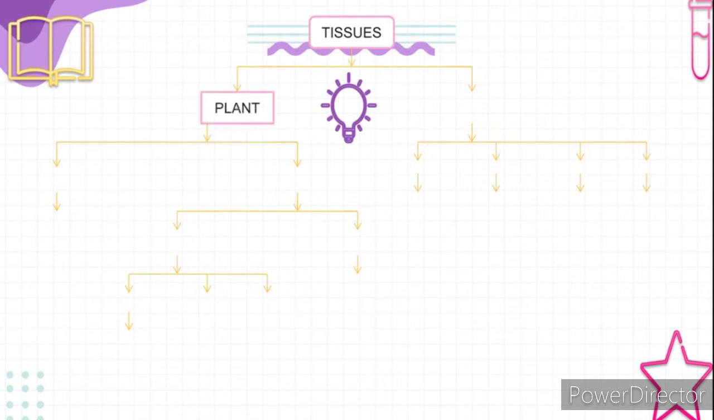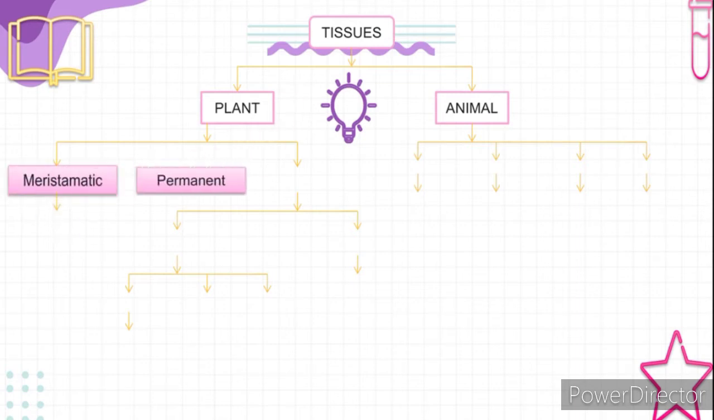So tissues are widely classified in two types: your plant tissues and animal tissues. Plant tissues are also of two types: meristematic tissues and permanent tissues. Animal tissues are of four types, that we are going to learn further. First of all, let us discuss the flowchart on plant tissues.